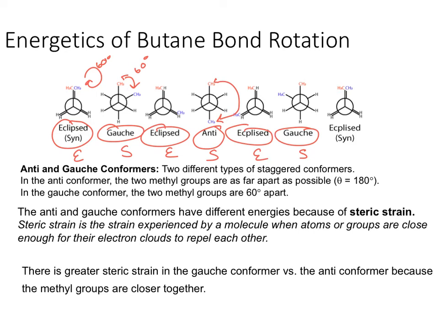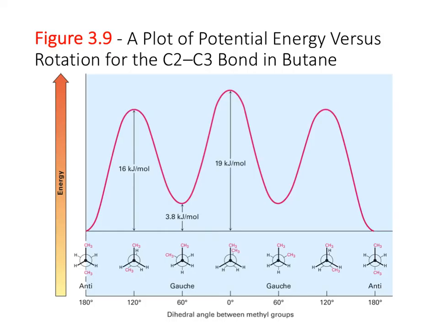Now, among the eclipsed, the one that has the highest energy would be this eclipsed because the two largest groups are right on top of each other. And here we could actually do a plot of potential energy versus rotation for all of those conformers. So in butane, looking down the C2-C3 bond, the anti conformer is the lowest in energy.